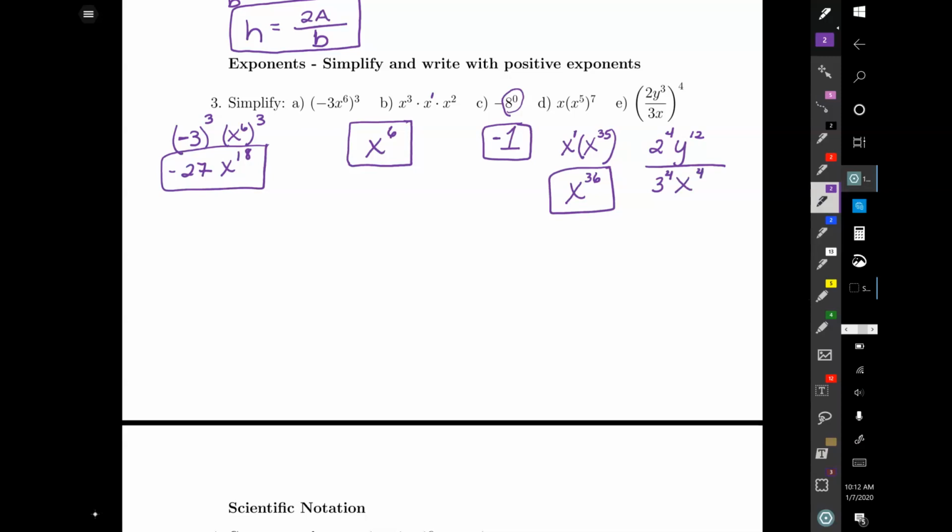And now I just need to make my calculations for my number part. So 2 to the 4th would be 16, and the y to the 12th is up in the numerator. Then 3 to the 4th is going to be 81, and then I have my x to the 4th. So my final answer is 16y to the 12th in the numerator, all divided by 81x to the 4th.